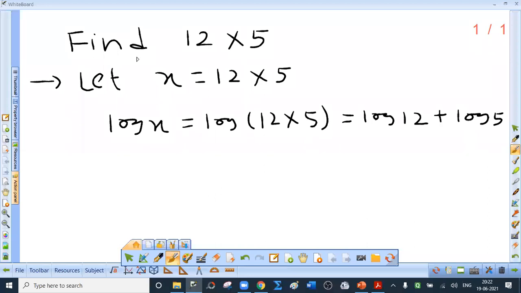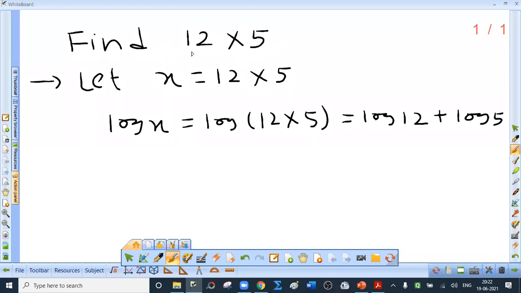Now we are in the position to discuss the use of log tables. We begin with: find 12 into 5. I hope you won't say it is 60. Yes, in fact it is 60, but we have to find the answer using the log table. This is the simplest sum because this is the first sum on log tables.